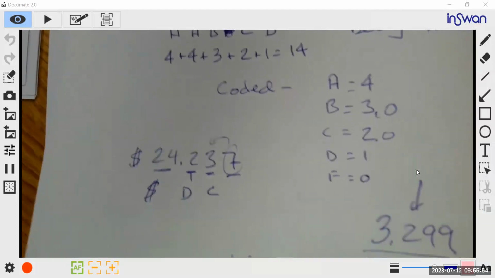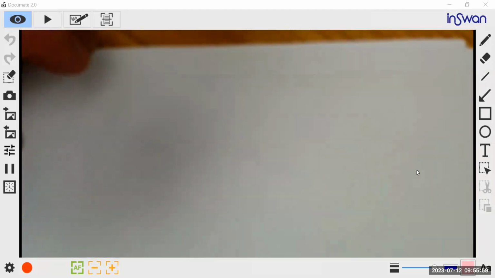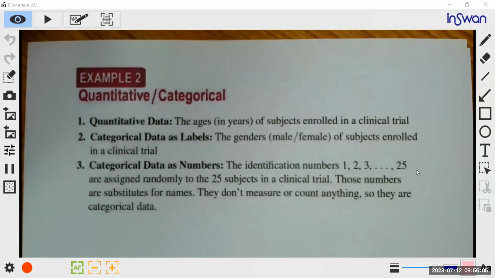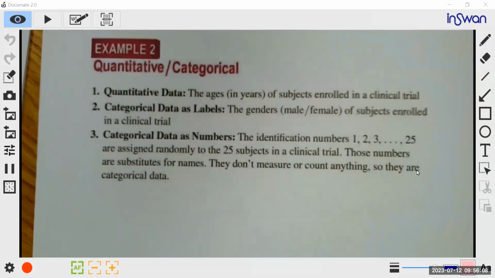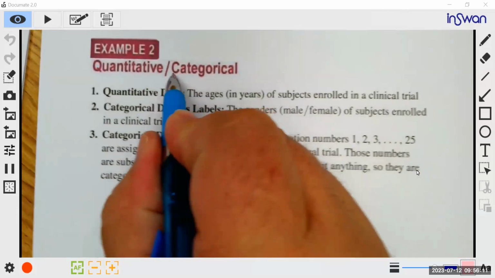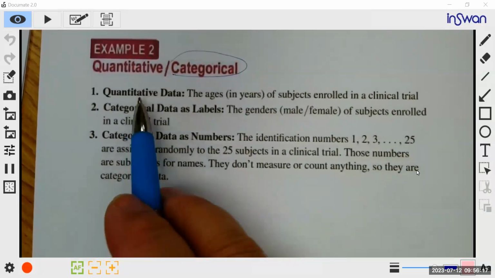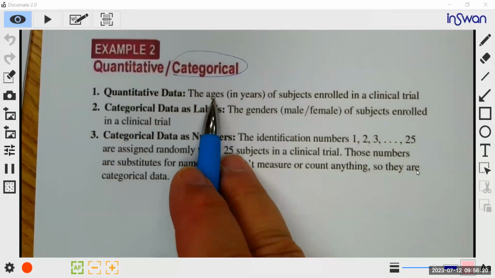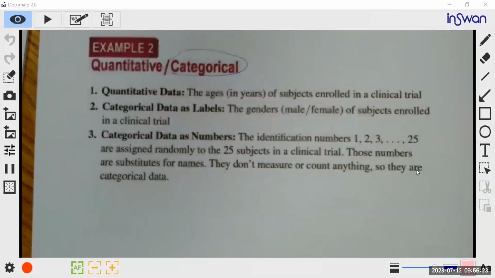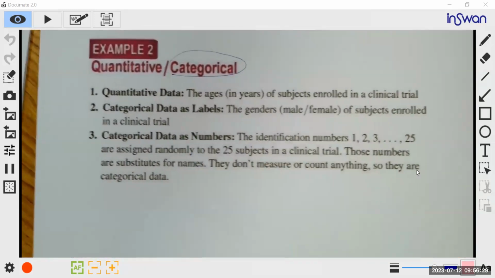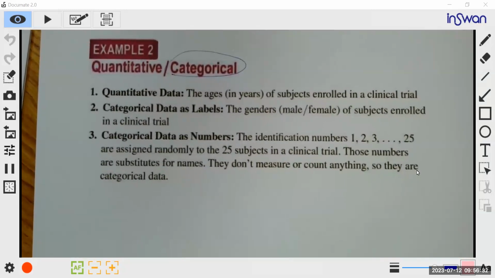Okay, qualitative data. Let's look at this. Instead of categorical, I used qualitative, but again, they're the same thing. Quantitative data refers to ages. This is an example. How is that quantitative data if we deal with ages? Yeah, you can find an average. You could do mathematics with them.